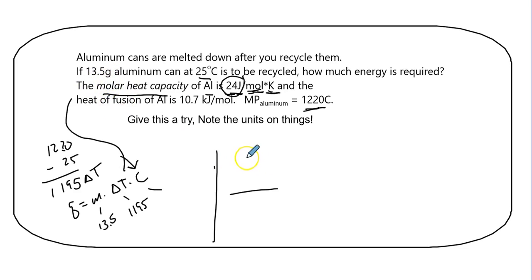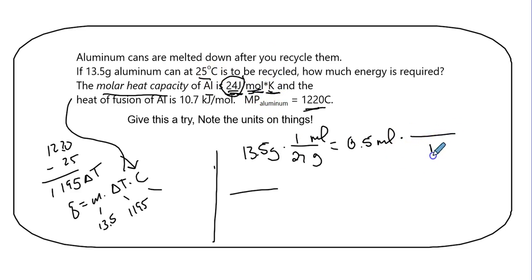So at this point, you would want to go like this. 13.5 grams, and you get rid of grams and go to moles. 1 mole of aluminum is about 27 grams. That's half a mole. So 27 grams equals 0.5 moles. So it takes 24 joules to raise 1 mole 1 degree Celsius, and we're going to raise it this much. So for every 1 mole, it requires 24 joules of energy. You could do this a lot of ways. Let's just use proportions. So this is going to be joules per mole per degree Celsius, and then just multiply it times the number of degrees, which is going to be 1195.